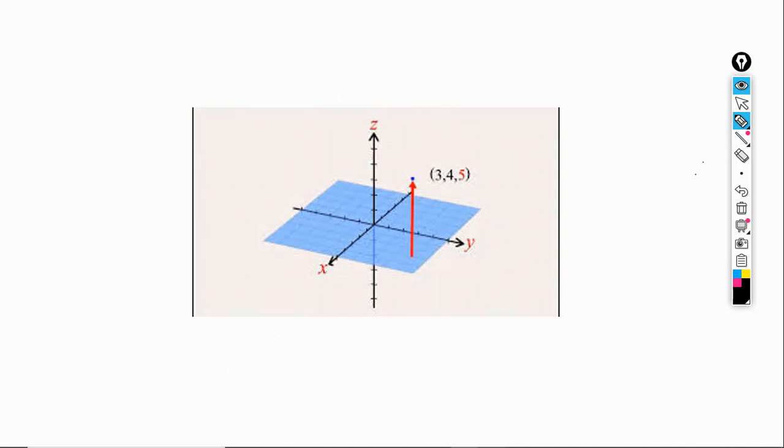So here we are with an actual picture of a point in a three-dimensional plane. In this case, this point is 3, 4, 5, as you can see there. So that means 3 units in the x direction, then 4 units in the y direction, and finally 5 units up in the z direction. And we arrive to point 3, 4, 5.